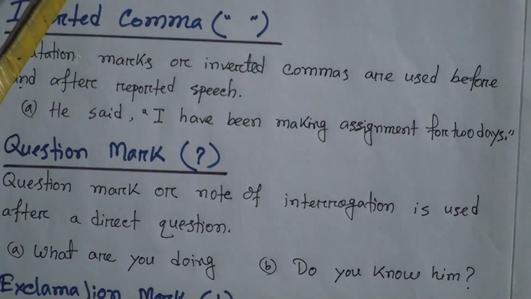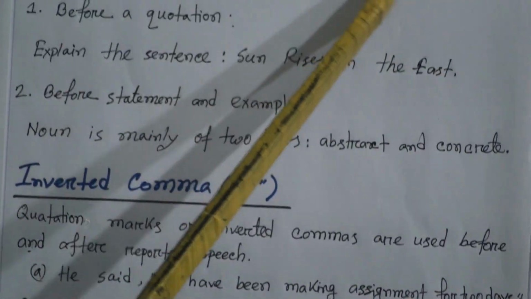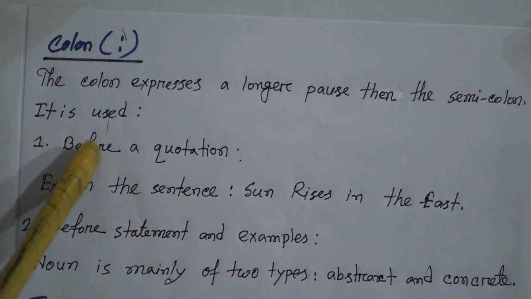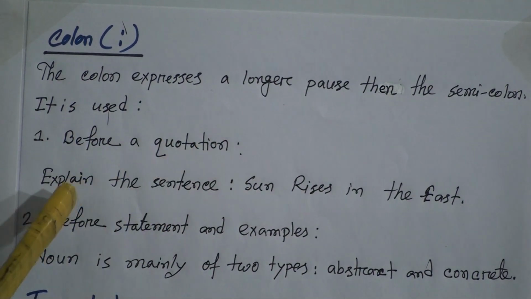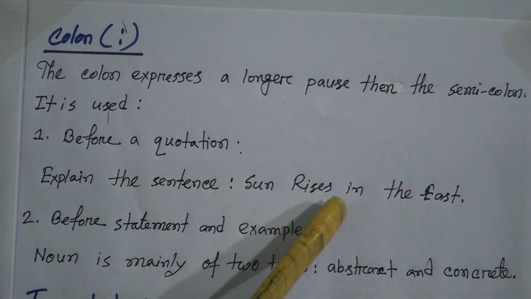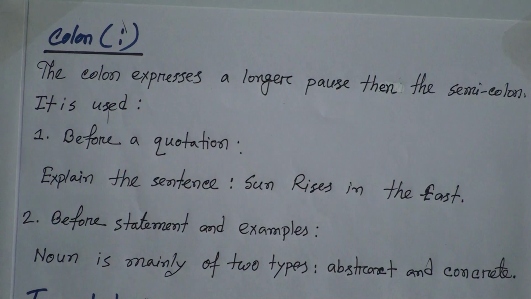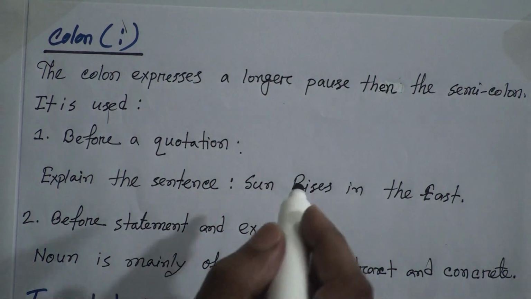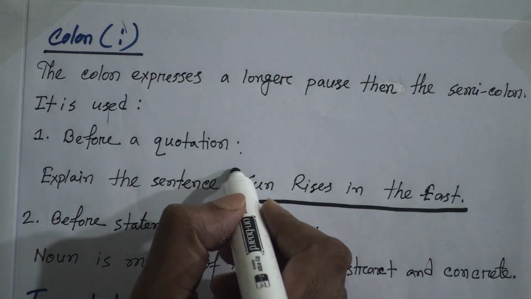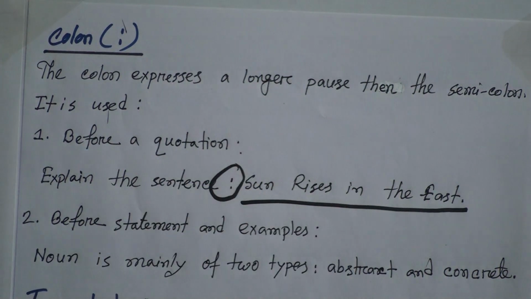The next one is colon. The colon expresses a longer pause than the semicolon. It is used, number 1, before a quotation. For example, explain the sentence: sun rises in the east. Look here, sun rises in the east. This is a quotation and we have used colon before the quotation.